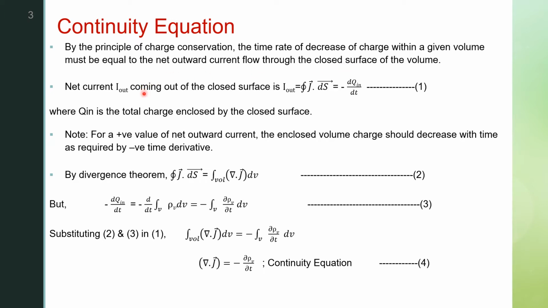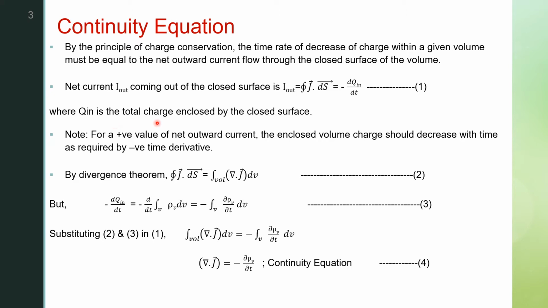So by that, we can write the net outward current flow, I out, in terms of current density, that's equal to closed integral J dot dS, that's equal to the time rate of decrease of charge, that's equal to minus d by dt of Q in, where Q in represents the total charge enclosed by the closed surface.